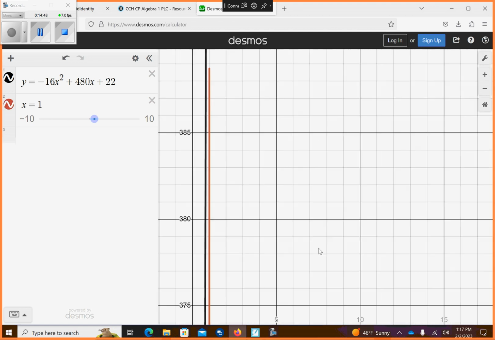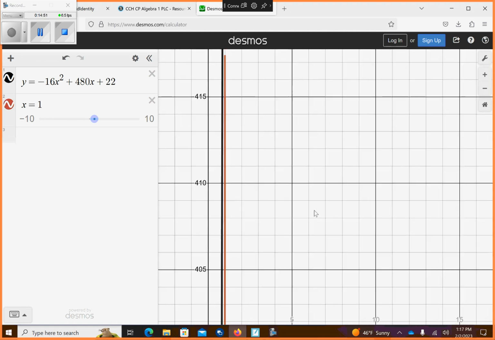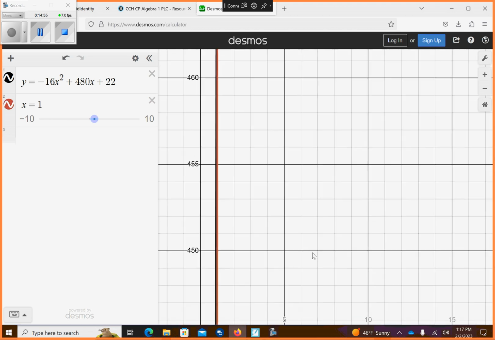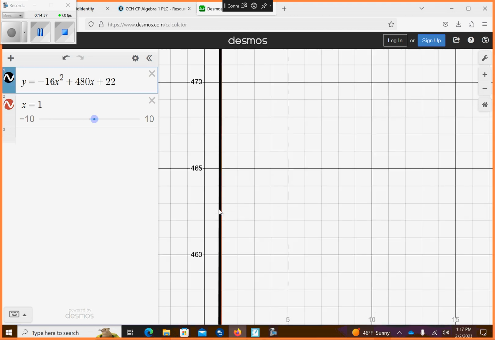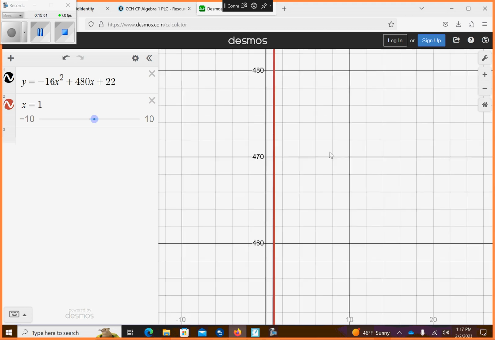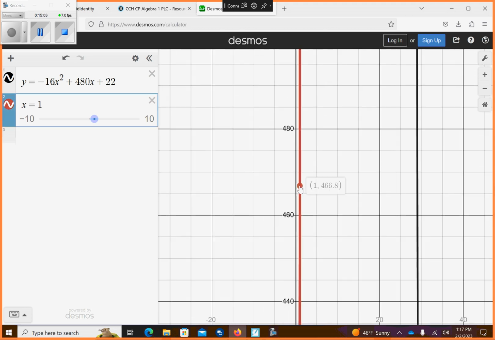Getting closer. Oh, this is going to be awesome. It's going to cross. They look like they're touching each other. Is it hitting yet? So at 1 second, our rocket is 486 meters up from where it launched from.